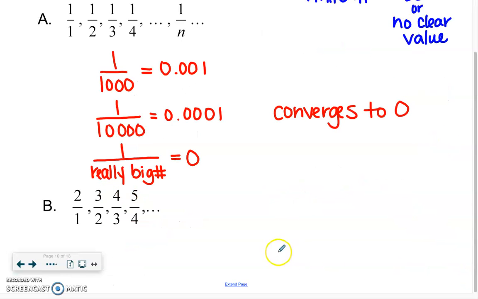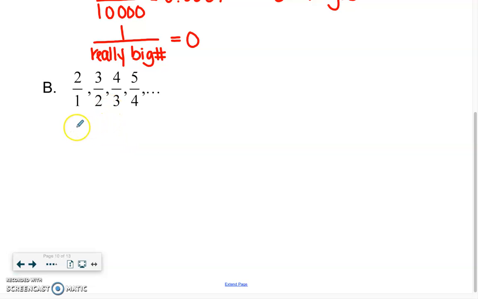Let's look at another one. So we have 2. I'm going to write them as decimals because I think that's easier for us to wrap our head around. 1.5. This would be like 1.3 repeating, and then 1.25, and so forth, right? So the question is, what's this doing? Is this going to converge or is it going to diverge? Well, let's just try to find the pattern. It looks like the top is increasing by 1 and the bottom is also increasing by 1, but the big thing is the top number is always 1 larger than the bottom number.